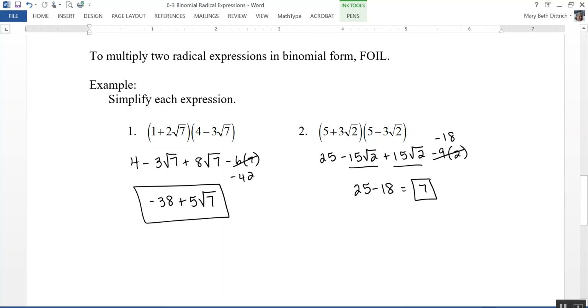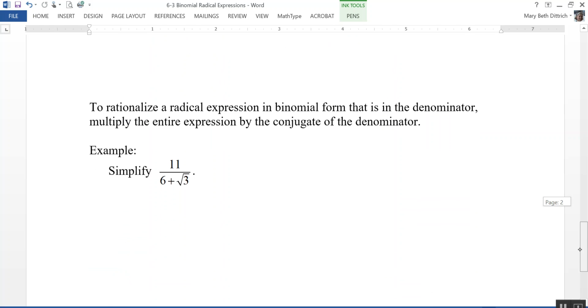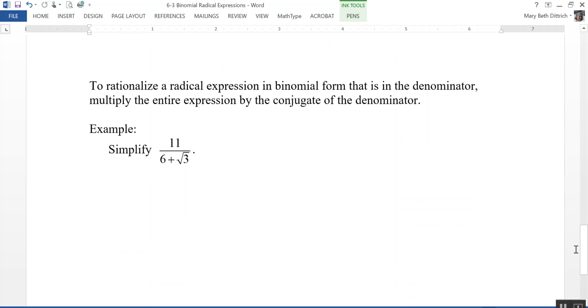Notice that my inner and my outer canceled out. They're actually very similar. They both start with a 5 and they both end with a 3 square root of 2. It's just one is a plus and one is a minus. So in this case, I don't really have to FOIL. I just have to FL. Which brings us to something we're going to use to rationalize the denominator of a radical expression that has a binomial in the denominator. We're going to multiply the entire expression by the conjugate of the denominator.